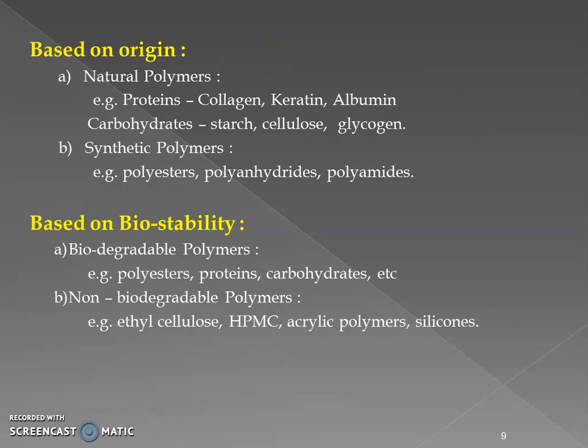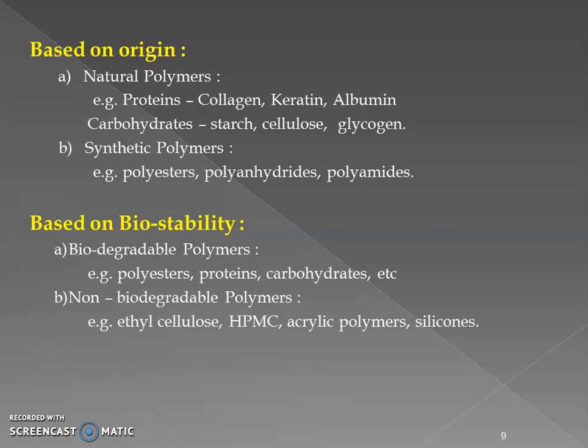Then classification, it is based on the origin, from where the polymers are obtained. On that basis, the polymers are classified as the natural polymers and the synthetic polymers. So natural polymers are the polymers that are obtained from the natural sources: animal, plant, marine sources. These are called as natural polymers. Examples are some proteins, collagen, keratin, albumin, or carbohydrates such as starch, cellulose, or glycogen.